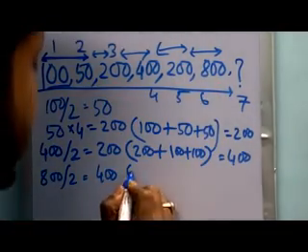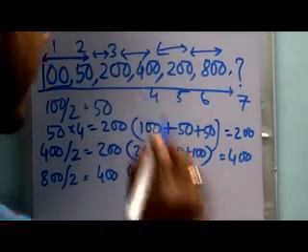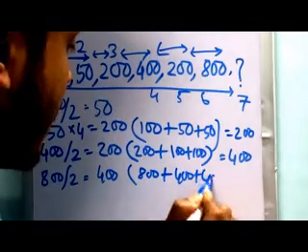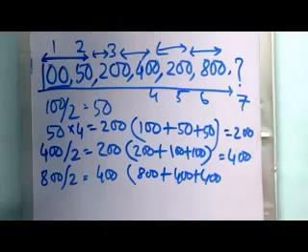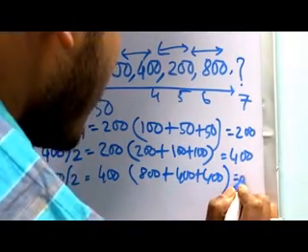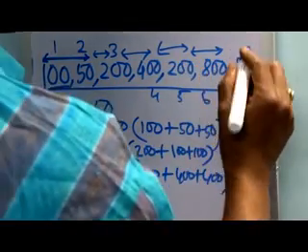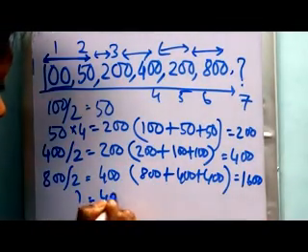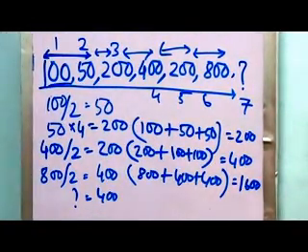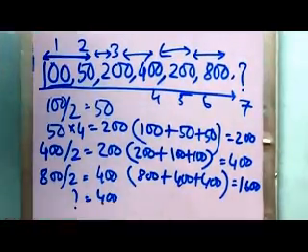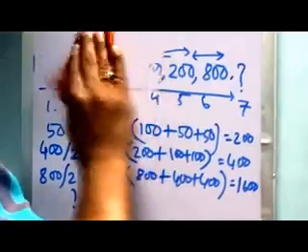Similarly, this number plus 400 plus 400 will be 1600. So the immediate number which will replace this question mark equals 400. Okay, so this is the logic. You have got it. Let's focus on the next one.